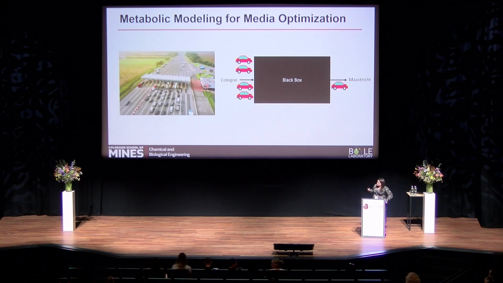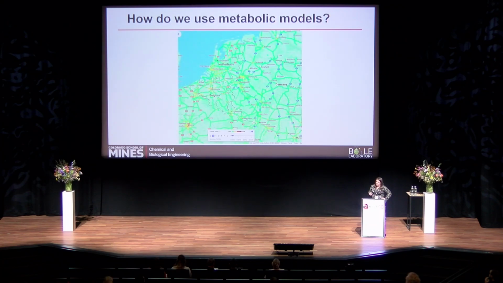For this case, for example, I put this in reverse order, sorry. If we're thinking about driving from Cologne to Maastricht, right, and we're pretending it's a tollway, we really only care about how many cars are leaving Cologne and how many are arriving in Maastricht. In much the same way, we really only care about how much glucose is going in and how much lactate is coming out. But we can also look further to see exactly how these things occurred.